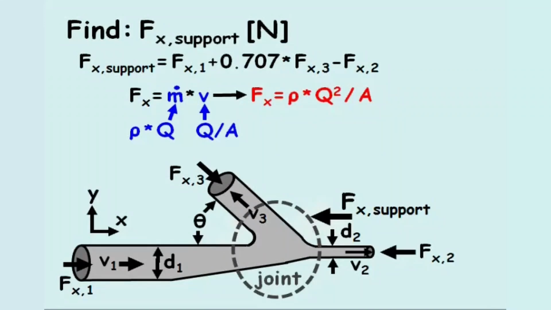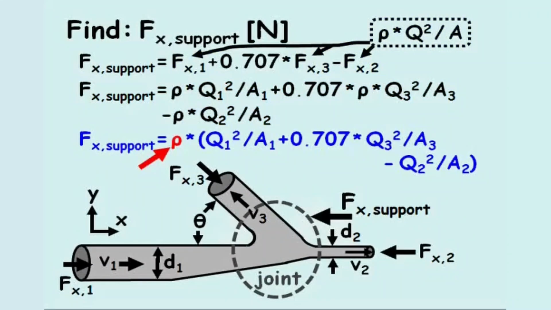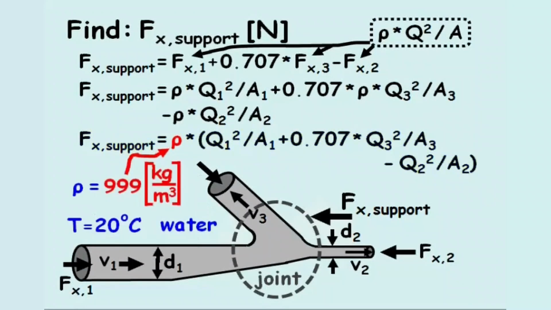Substituting this expression in for Fx1, Fx2, and Fx3, our equation for the support force is a function of the density, flow rate, and flow area. We'll first solve for the density of the water, rho, which depends on the temperature, and equals approximately 999 kilograms per meter cubed.